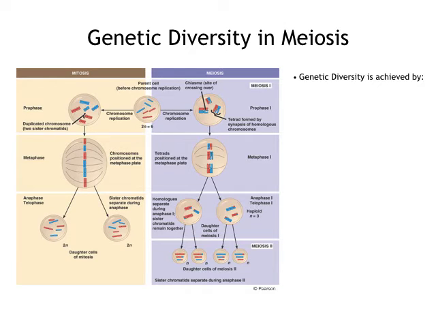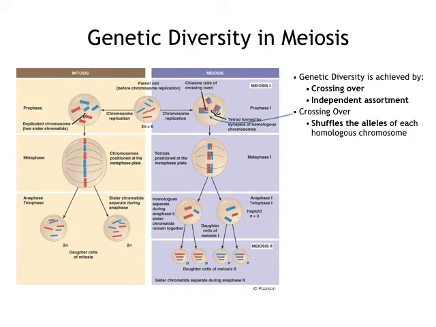And then genetic diversity in meiosis, only in meiosis, is achieved by crossing over and independent assortment. Crossing over shuffles the alleles between homologous chromosomes, and it happens during prophase 1.